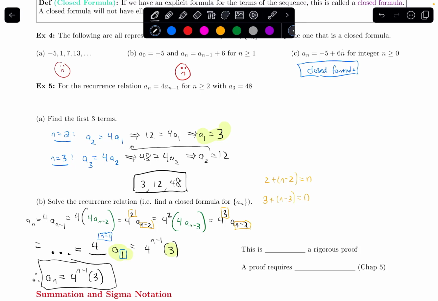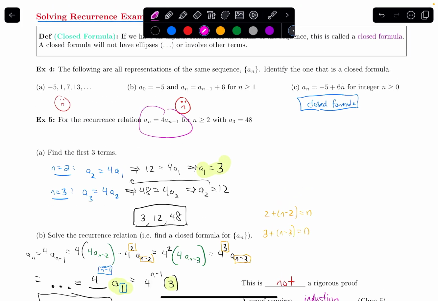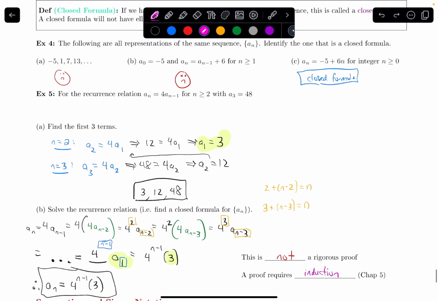One key thing I want to mention is that this is technically not a rigorous proof of why this formula works. If I really want to prove this formally, we need something called induction, which we will introduce later in chapter 5. In this class, we're really just going to scratch the surface on these recurrence relations, because they can get more complicated than this. We'll use similar methods to what we did here, breaking things down in terms of previous terms and identifying the pattern.